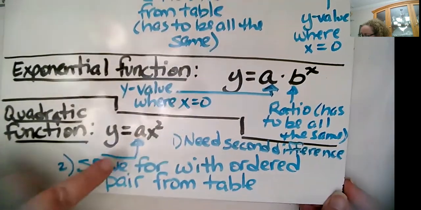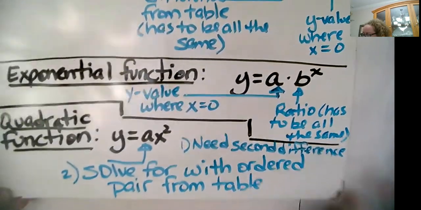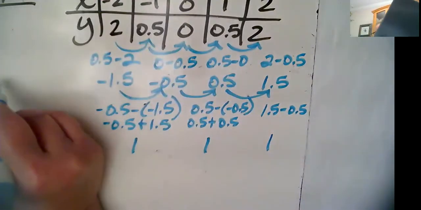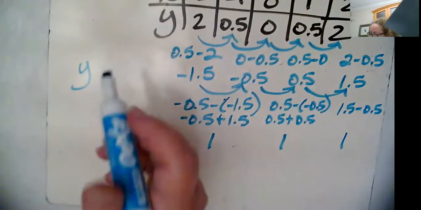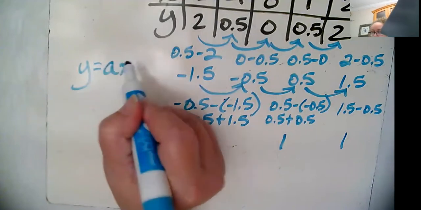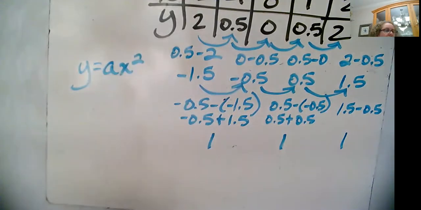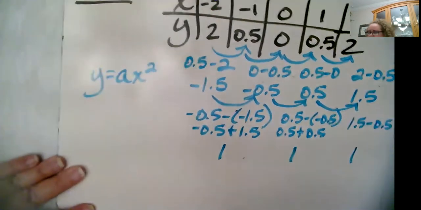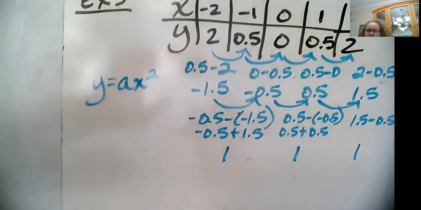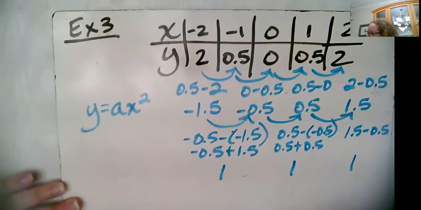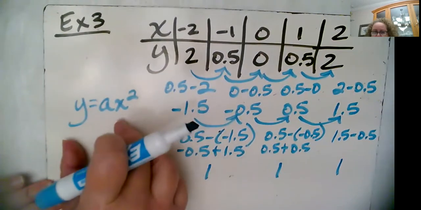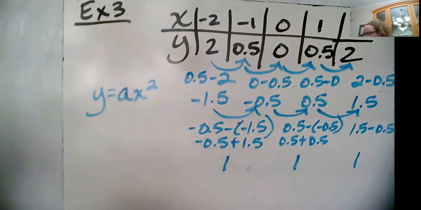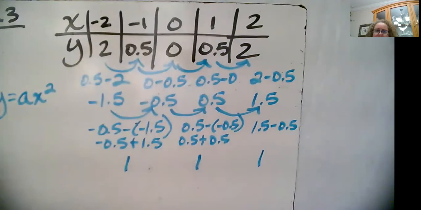So now we need to solve for a, because we're going to have our equation in this format: y equals ax squared. To determine what that is, we have to pick an ordered pair to plug in here to solve for the a. It doesn't matter which one you pick. You can pick any one. I'm going to pick the easiest one. I don't want to deal with decimals. I want to deal with the whole numbers.